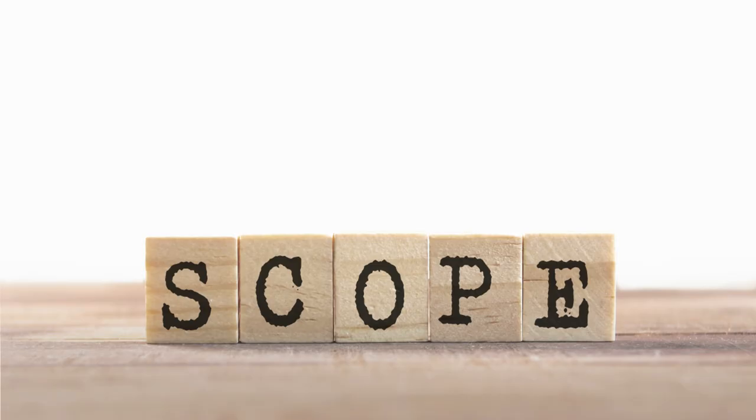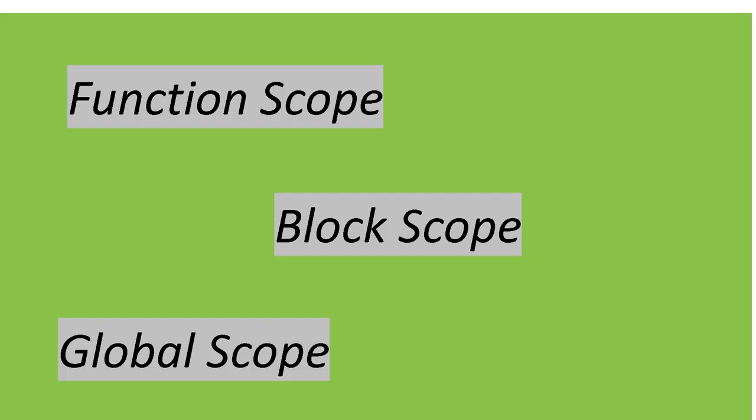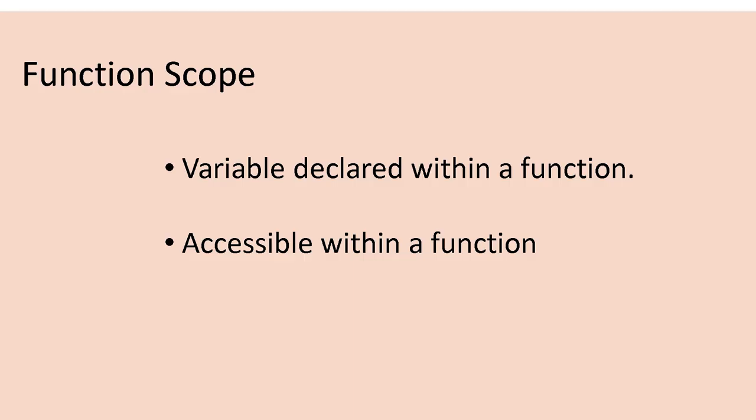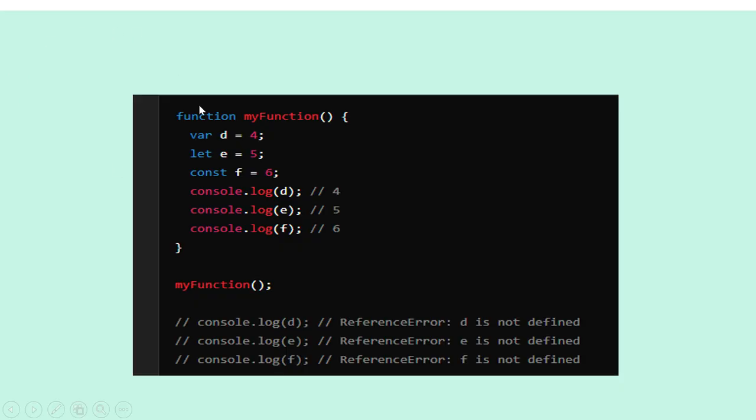Scope determines the accessibility of variables. Okay. And there are five types of scopes: function scope, block scope, global scope, lexical scope and module scope. But for now we have to see three types of scopes only: function scope, block scope and global scope. First, function scope. Function scope is a variable declared within a function and accessible only within that function. For example, that variable declaration is only within that function.